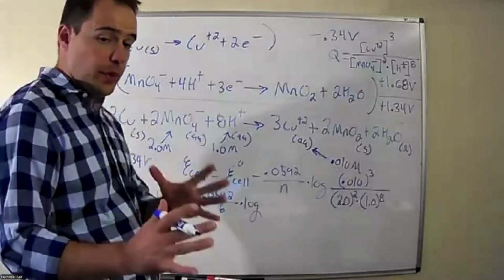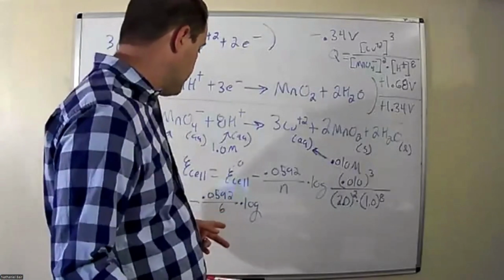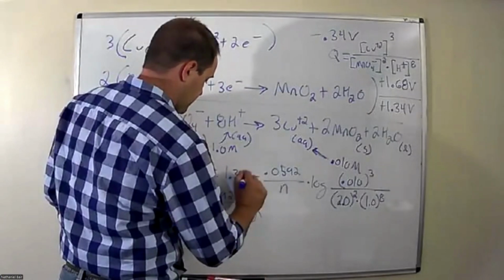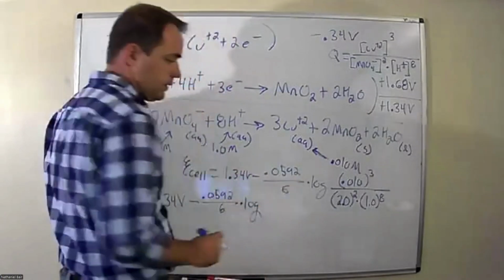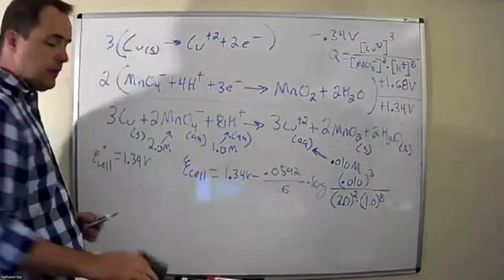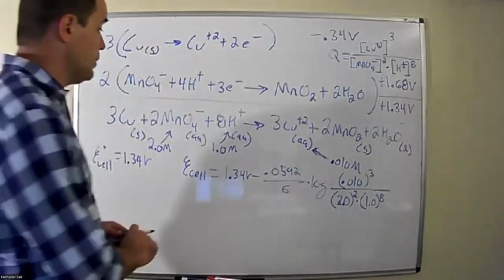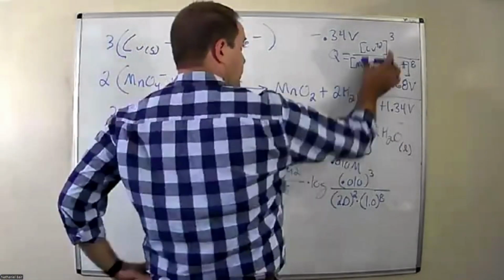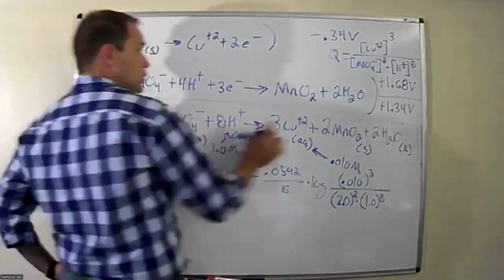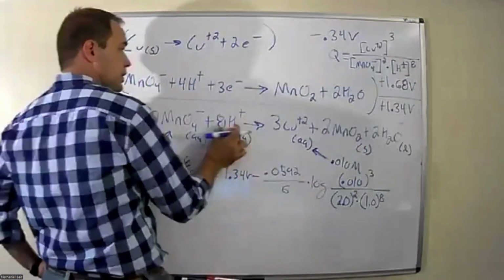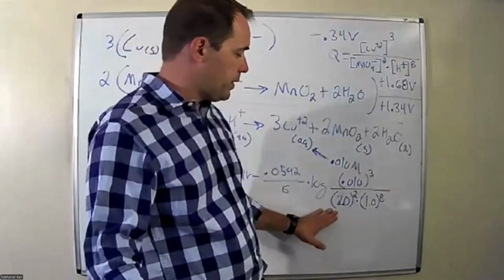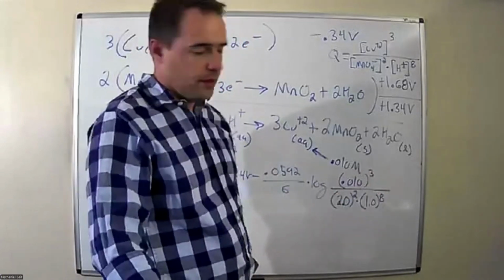All right, folks, I haven't punched it in yet, but here's what I got. I got 1.34 for my E cell standard. I got an N of 6. And then for Q, we had to write the mass action expression. Remember, you have to use the full balanced equation. So that's the copper 2 plus concentration cubed divided by the permanganate ion concentration squared times the H plus ion concentration to the 8th. What we end up with is 0.01 cubed divided by the quantity 2 squared times 1 to the 8th.